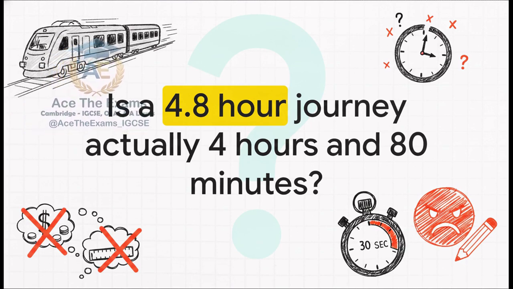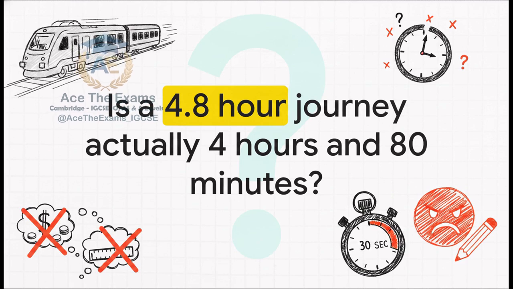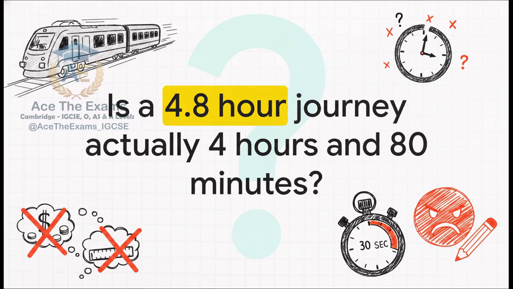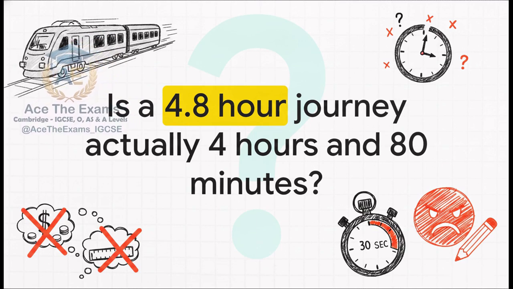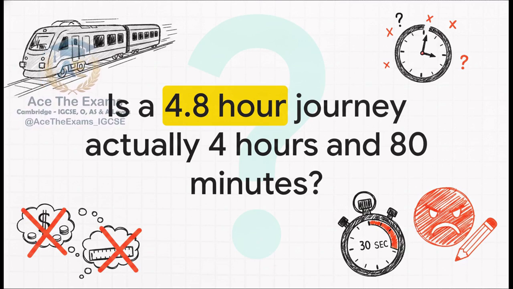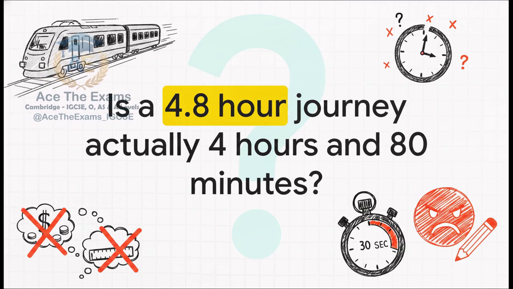If a train journey from Paris to Lyon takes 4.8 hours, does that mean the journey is 4 hours and 80 minutes? Think about it for a second. It is incredibly, overwhelmingly tempting to look at a decimal point in time and just read it like regular money or metric measurements. I mean, 4.8 meters is 4 meters and 80 centimeters, right? $4.80 is $4.80. So our student Sam, rushing as always, immediately writes down 4 hours and 80 minutes. Or maybe they write 4 hours and 8 minutes. But is that mathematically correct?